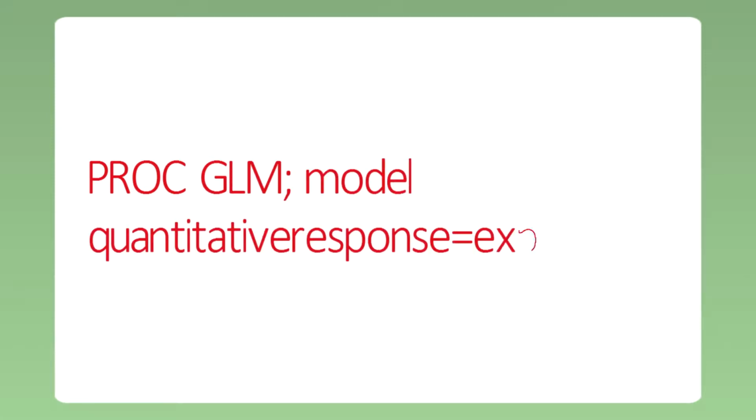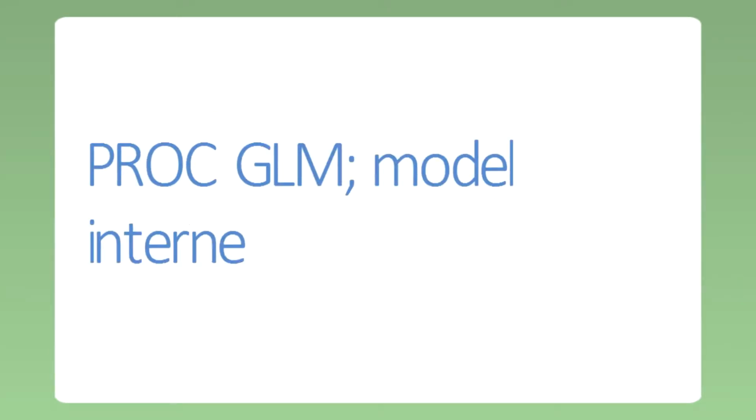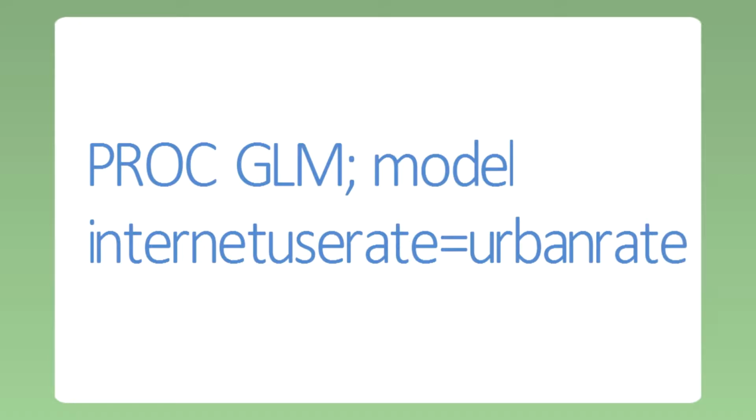So how do we find the equation of this best fit line? In SAS, the procedure that we will be using is called PROC GLM. GLM stands for General Linear Model. As you can see from the sample syntax, after the PROC GLM semicolon, you use the word model followed by the response variable, equal sign, and then the explanatory variable, followed by a semicolon. For this sample research question from the Gapminder dataset, we'll type PROC GLM semicolon, model internet use rate, which is our response variable, equal to urban rate, which is our explanatory variable, followed, of course, by a semicolon.